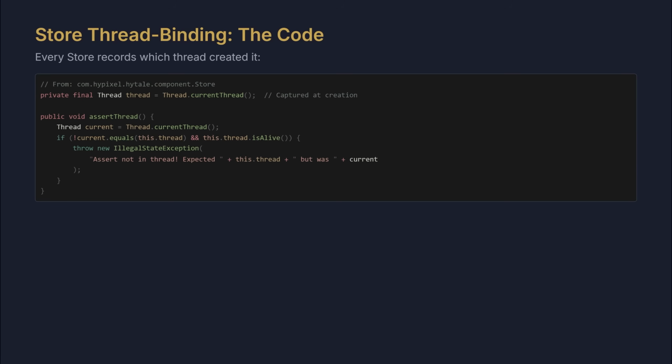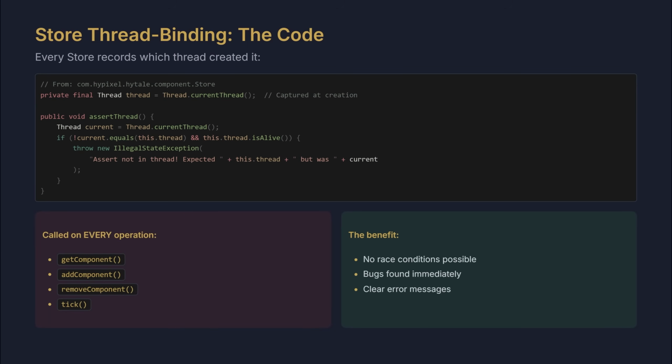So every store records which thread created it. This is from the store implementation in Hytale itself. At creation, it captures the thread and then it has a method which asserts the thread and throws an illegal state exception if the assertion was not made in the right thread. It is called on every operation: get component, add component, remove component, everything that has to do with entities and so on. The benefits are no race conditions, bugs found immediately, and clear error messages. So that really is the power of isolation.